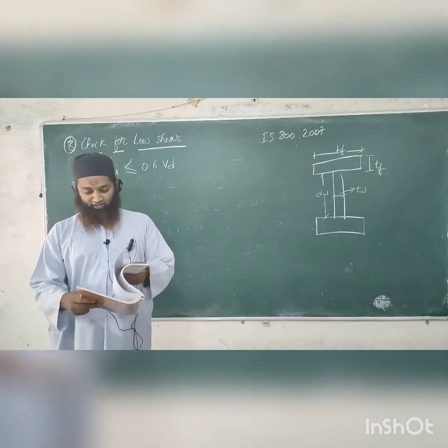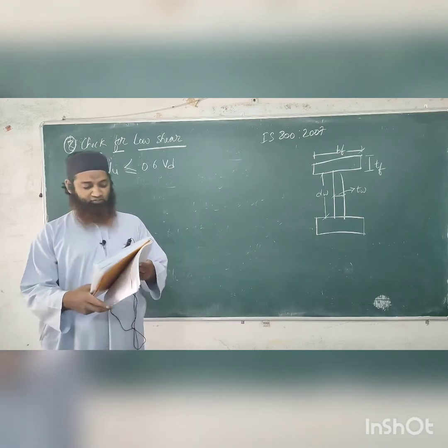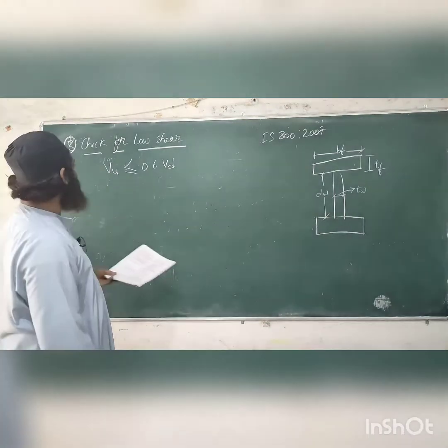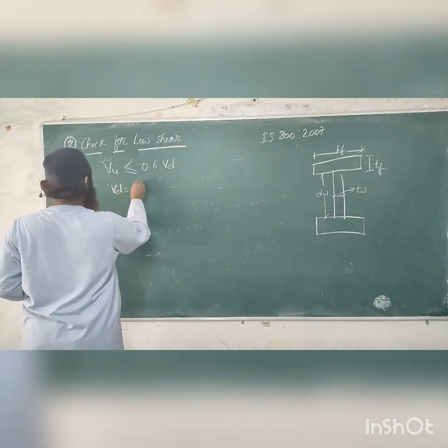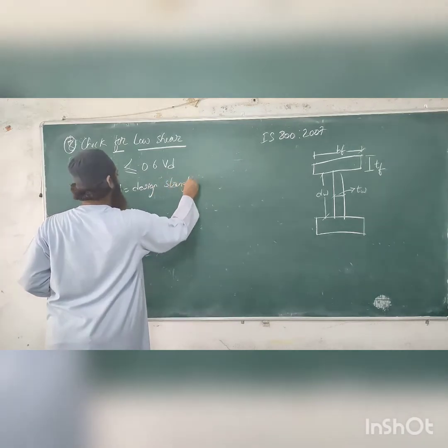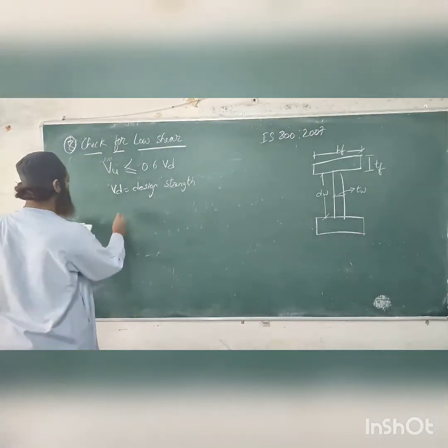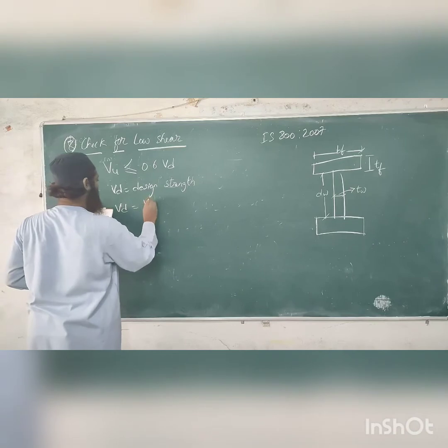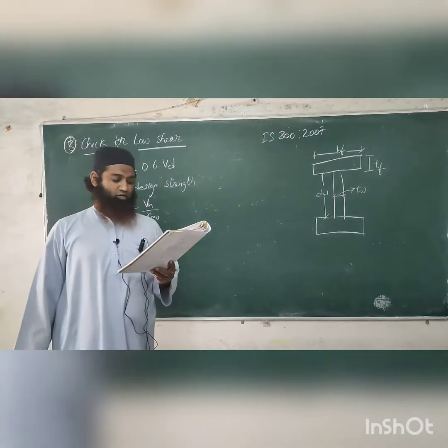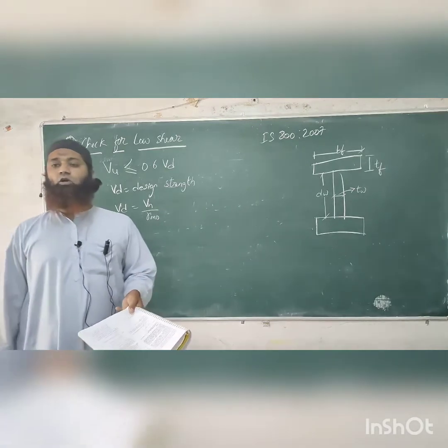After this, what is VD? We will see in page 59 now. Page 59, in the code book it has been given. You can see here in page 59, the nominal V should be less than or equal to VD. VD is the design strength. Okay. Now what is VD? Design strength is given by Vn by gamma m0. Now what is this gamma m0? This is partial safety factor. Now Vn, this is nominal plastic shear, is equal to Vp.